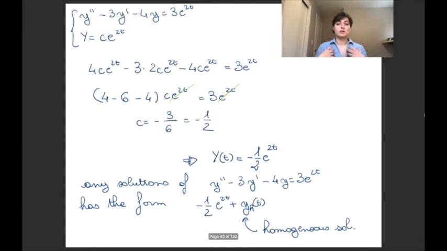That means that the general solution, any solution of the non-homogeneous ODE, has the form of the particular solution that we just found plus the homogeneous solution, the solution of the homogeneous ODE associated to this ODE. So any solution to y'' minus 3y' minus 4y equals 3 exponential of 2t has the form minus 1/2 exponential of 2t plus the general solution of the homogeneous system.